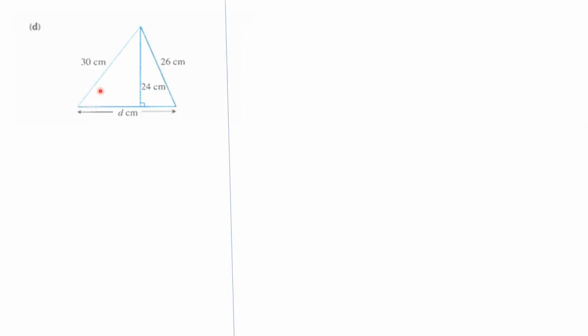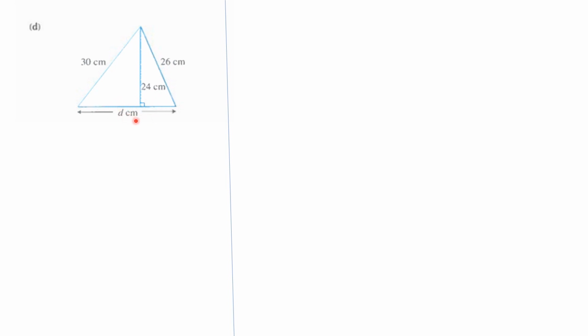Coming to part D, again you have this question where the D is unknown and D is the complete base of these two triangles. Now let's identify which two values we can use. We have one known value here, one known value here, and also in the second triangle we have two known values. That means we are gonna use both the triangles to find D. How will we do it? We will find the B in this case and also B in this case.